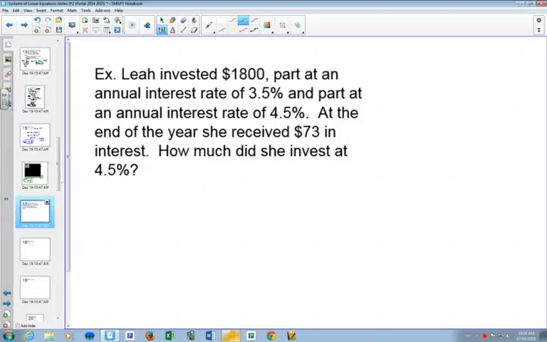So in this question, the first thing you've got to decide is what variables you're going to use, x and y. I'm going to call x this part and y this part, because she had $1,800 and she invested part at 3.5% and part at 4.5%. But from that first part, we know that x plus y has to equal 1,800.